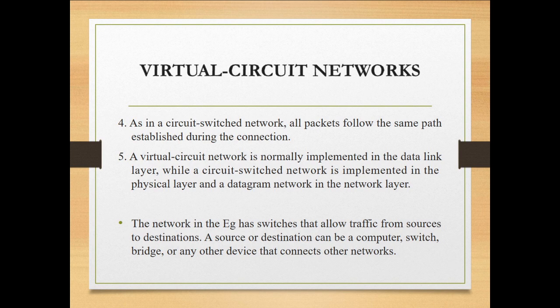As in a circuit switched network, all packets follow the same path established during the connection. We have seen in datagram network, they are not following the same path. But in virtual circuit network, all the packets are following the same path. A virtual circuit network is normally implemented in the data link layer, while a circuit switch network is implemented in the physical layer and a datagram network in the network layer.